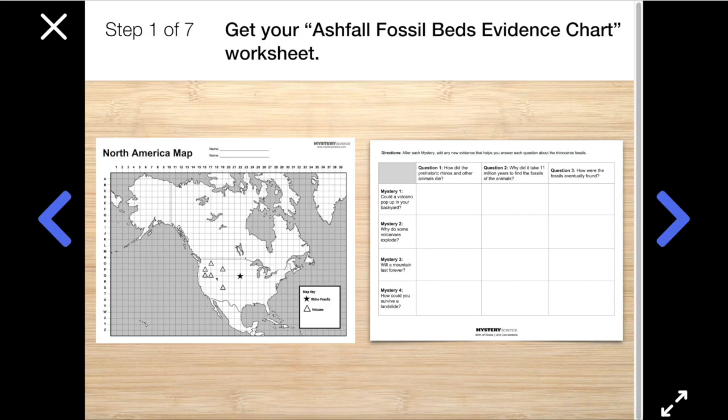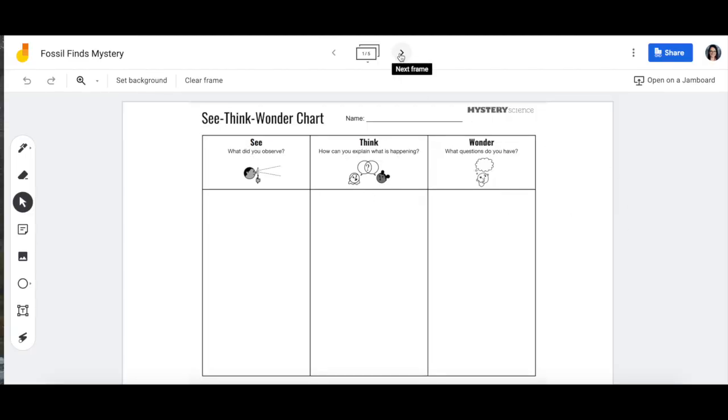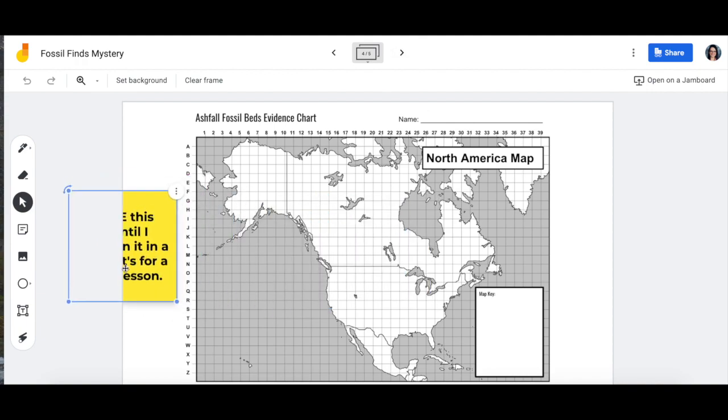Hi boys and girls. Today's learning target is I can use information from maps to help me understand a science situation. Today we're going to use those last 2 pages from your Fossil Finds Mystery Jam. That's the ones at the end of this that had the yellow sticky note on it. To ignore the page, you can get rid of that sticky note because now we're actually going to use that page.